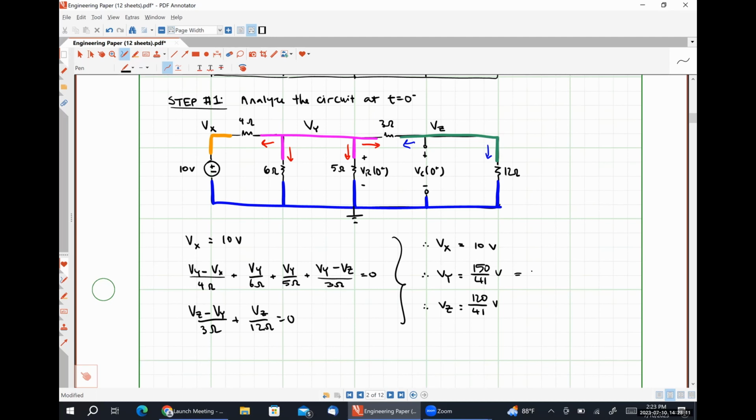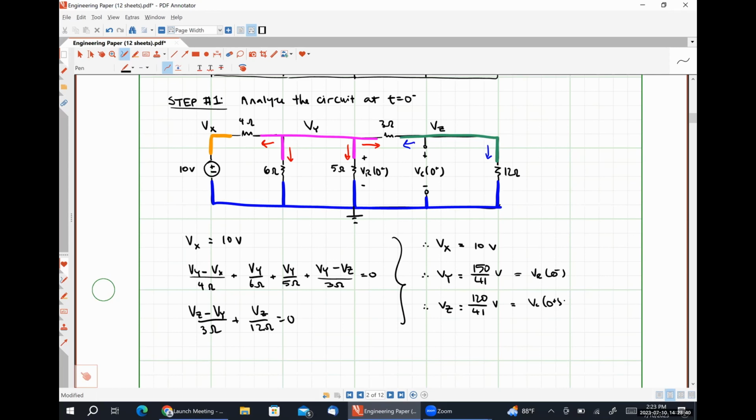So this is VR at 0 minus. And similarly, Vc is Vz minus 0. So this guy right here is just Vc at 0 minus, and we've used nodal analysis to determine both of those voltages. Nodal analysis wasn't incorrect to use here by any stretch of the imagination.